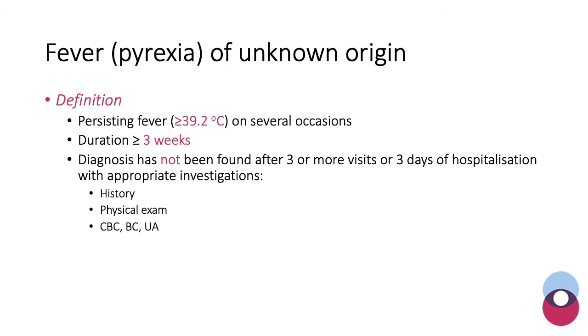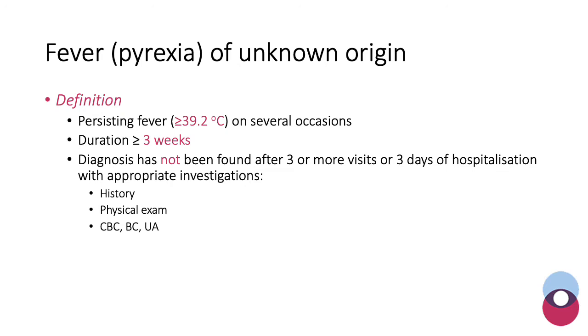So this is a modified definition from human medicine, which we technically should use for kind of true fever of unknown origin: a persistent fever more than 39.2 degrees on several occasions, and that should have been going on for more than 3 weeks, or the diagnosis has not been found after 3 or more visits or 3 days of hospitalization with appropriate investigations. And typically when we talk about appropriate investigation, it is to do a thorough history and physical exam, hematology, biochemistry, urinalysis, and no reason for the fever has been found just based on those investigations.